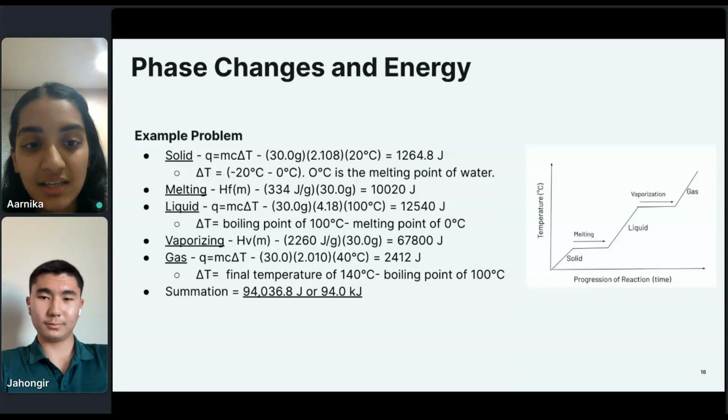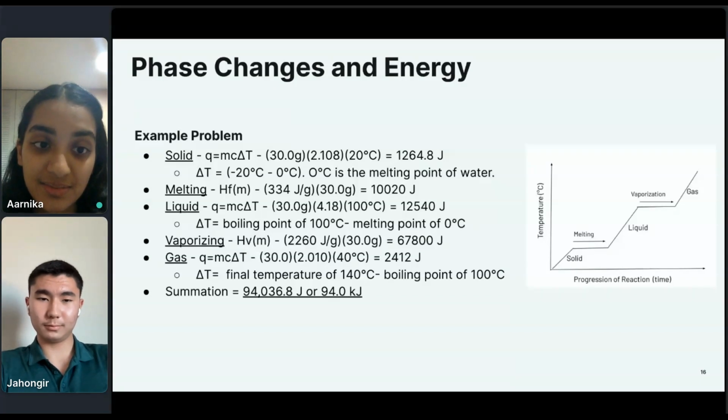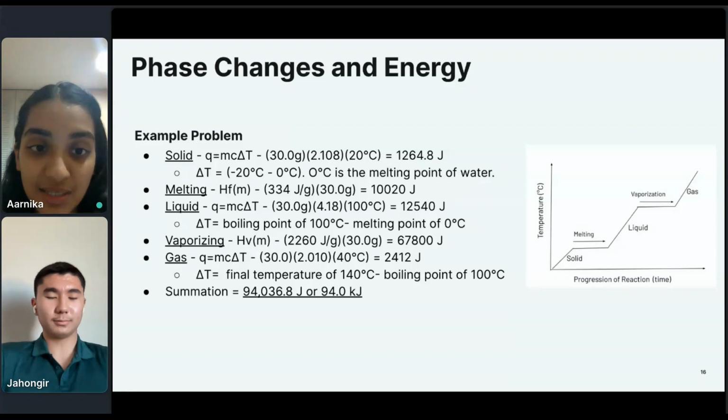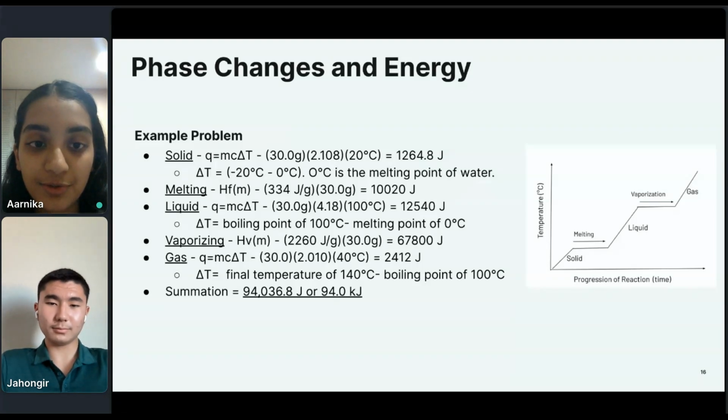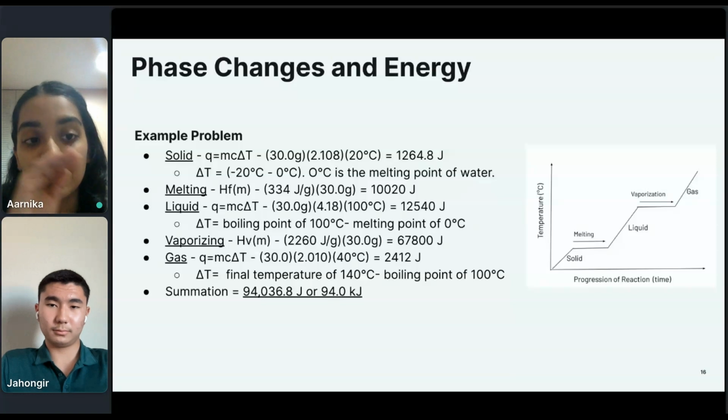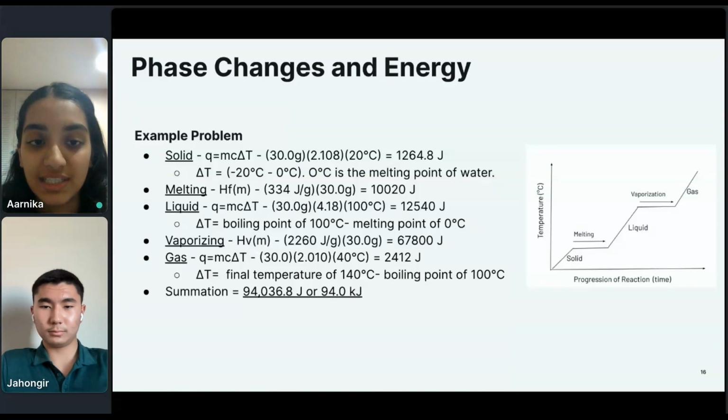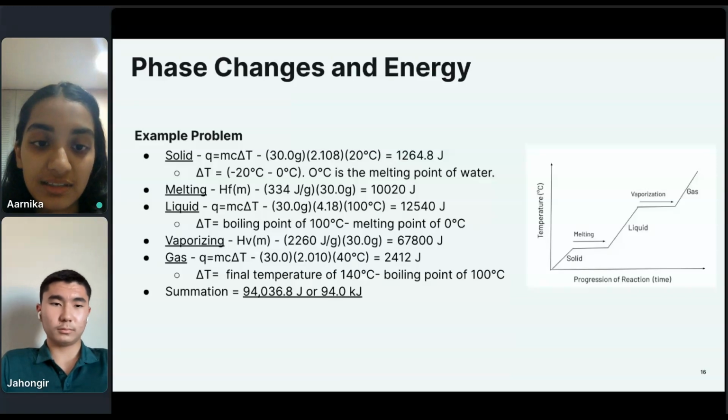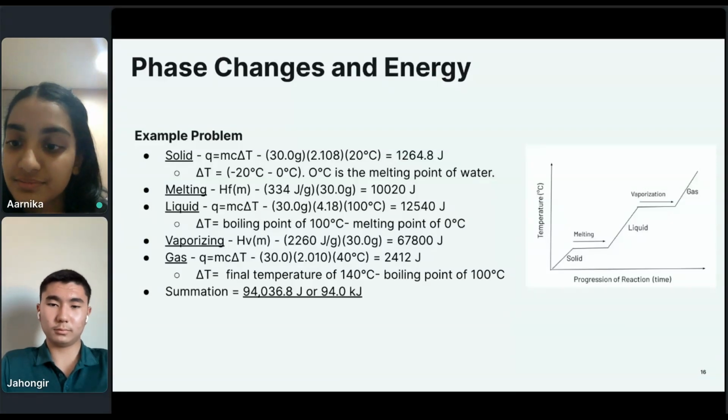And then for the melting and vaporizing states, you just want to do heat of fusion times the mass and heat of vaporization times the mass, because these are intermediary stages. Let's take melting, for example. You have 334 joules per gram times 30 grams, and then the grams cancel out, so all you have left is joules, which is the energy that you need. After you do all of this, you add up all the different state changes, and you get the total summation, which is 94 kilojoules.